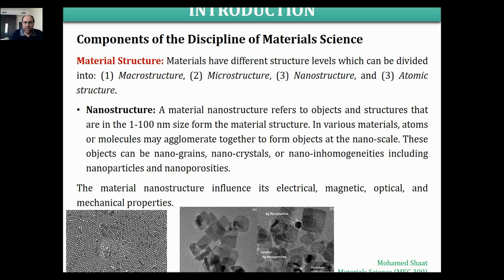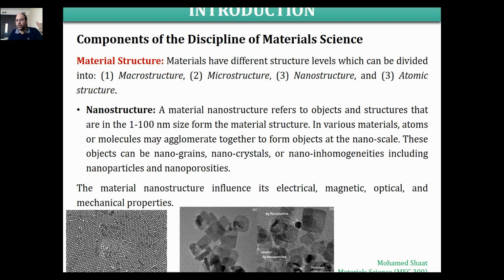So the nanostructure of a material refers to objects and structures that are in the size between 1 nanometer to 100 nanometer in the material structure. In various materials, atoms or molecules may agglomerate together to form objects at the nanoscale. For example, if you have a material with a microstructure, definitely there are some atoms and molecules that agglomerate together to form a nanostructure, but this nanostructure is very small in comparison to the other microstructure.